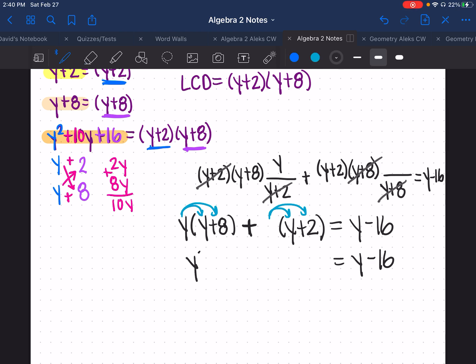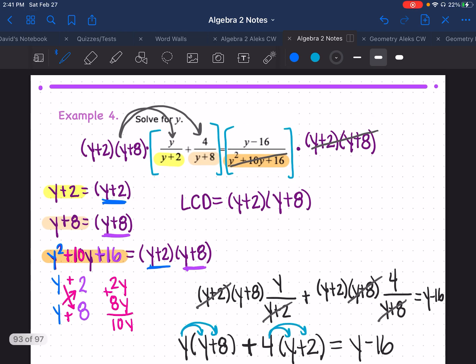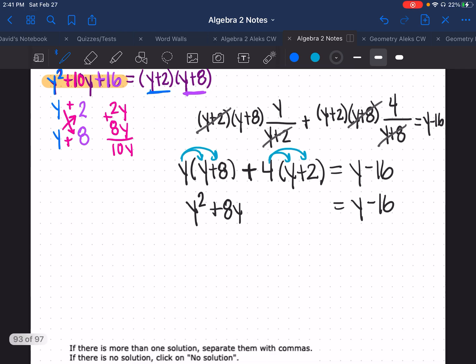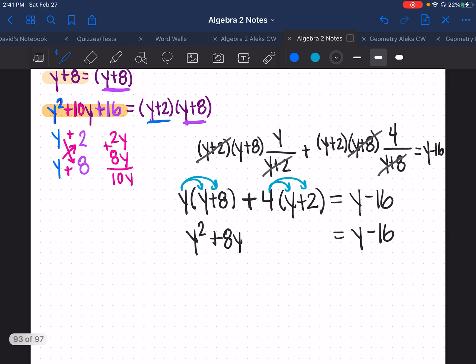Let's try again. Y squared plus 8y. This is a 4. It looked like a y, but it was really a 4. Let me come back. It is a 4. Oh my goodness. There we go. Plus 4y plus 8. There we go. All right.